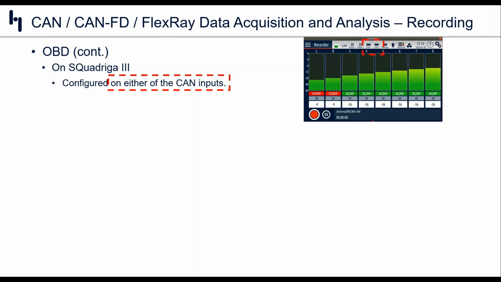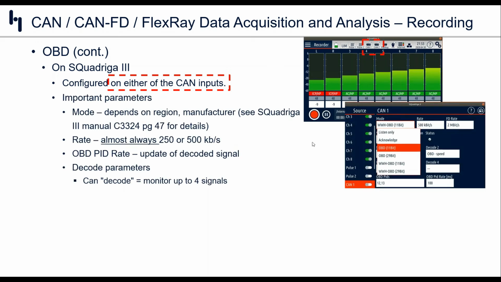So on Squadriga 3, this is configured on either of the CAN inputs, and on the top of the Squadriga 3, also from a hardware standpoint, it's the D-sub 9-pin connector. In the software, in the interface, it's one of the two CAN buttons here. So some important parameters: the mode. This depends on the manufacturer, and you can see the Squadriga 3 manual for details on page 47. It's going to be one of these 4 options here. And the rate almost always is 250 or 500 kilobits per second. And that is going to be important to make sure you get the right information from the vehicle.